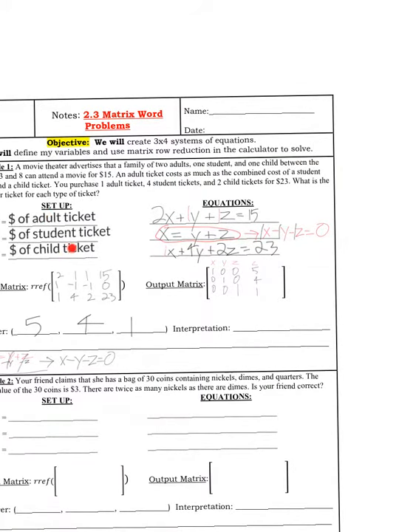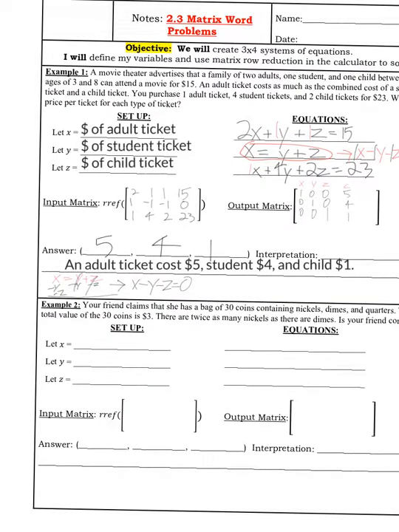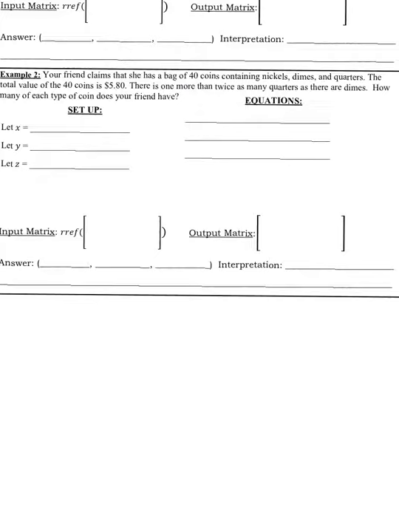Adult ticket was $5, student ticket was $4, a child ticket was $1. You're going to write that right here. Okay, so I wrote that there. An adult ticket costs $5, student $4, child $1. Let's move on to example 2.